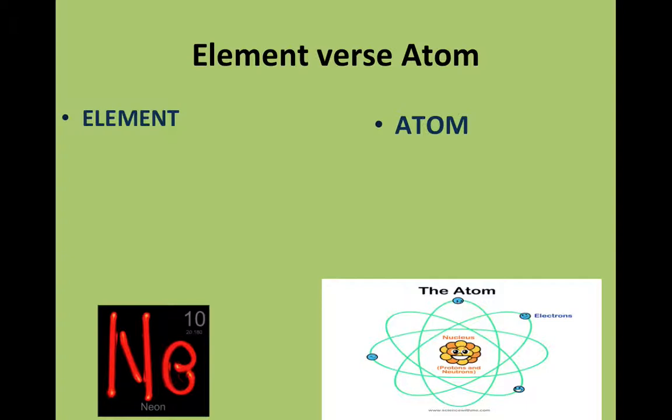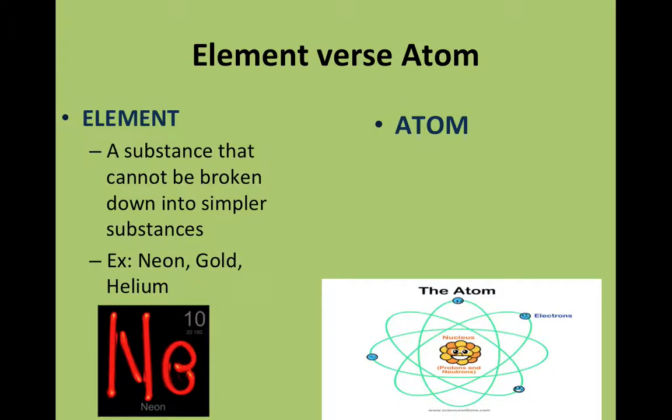When I look at an element, basically an element is the simplest thing found on Earth. It's a substance that can't be broken down into anything simpler. Some examples are any of the elements you're going to find on the periodic table. Listed below are neon, gold, and helium, but basically any element on there.